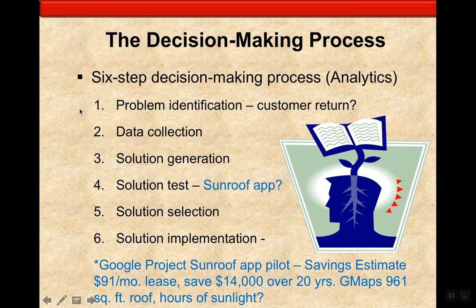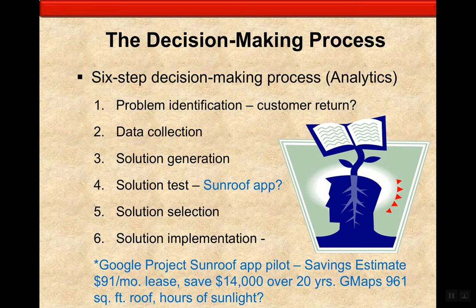So the idea of initiating, starting with a problem identification, following with data collection, basically what is the relevant data associated with the problem, the development of a solution, solution generation, the validation and testing of that solution, then a selection of the correct or optimal solution, and then the implementation.